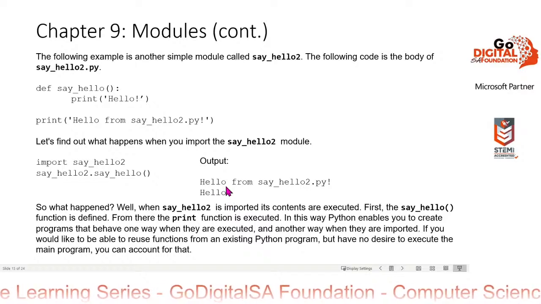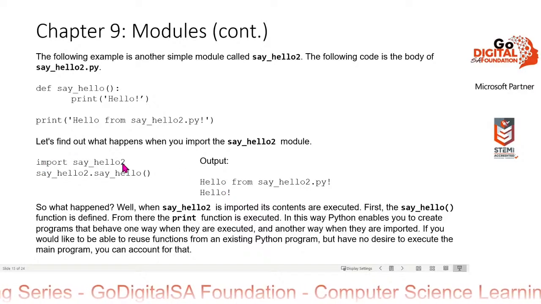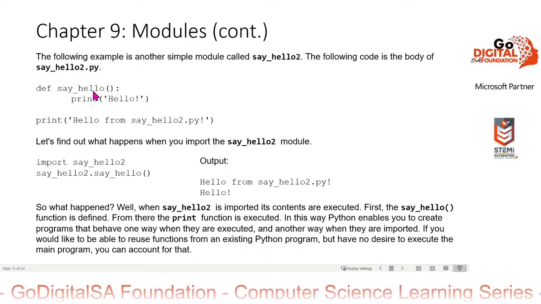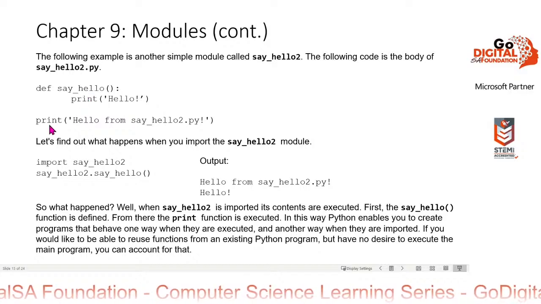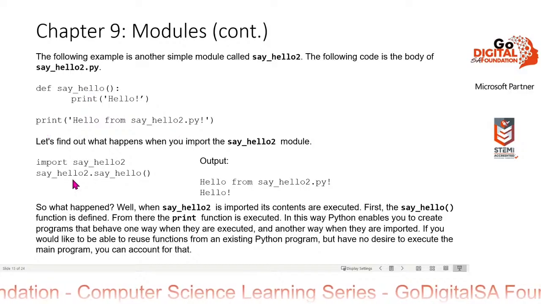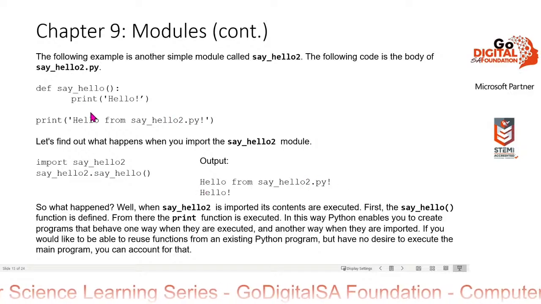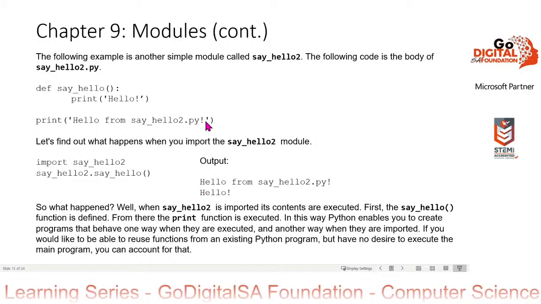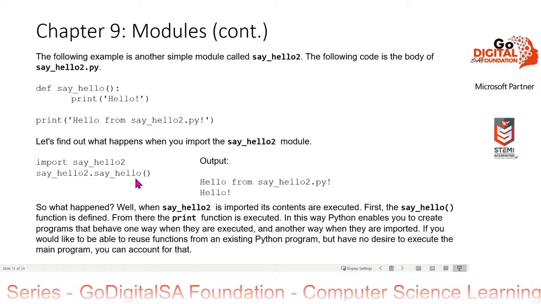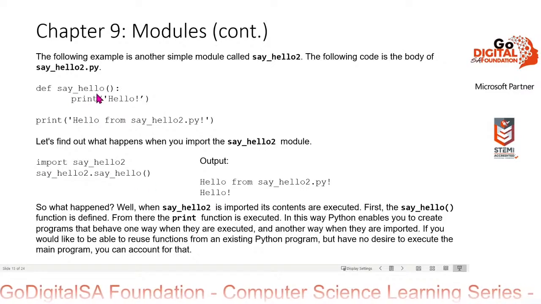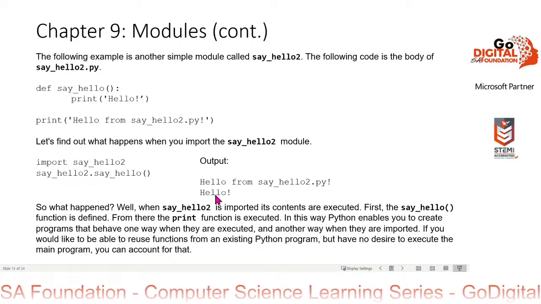Okay, so what is happening here? When we import sayhello2, it defines a function, but it also prints hello. So as soon as we import it, it will print hello from sayhello2. It executes this line. Then when we call the function sayhello, it calls that function and it prints hello.